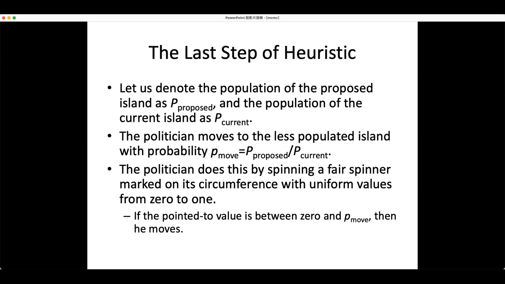The politician does this by spinning a fair spinner, marked on the circumference with uniform values from 0 to 1. This can be done by a simple computer program very easily, right? If the pointed-to value is between 0 and P move, then the politician moves. We can do better: we can just write a program to generate a value randomly between 0 and 1. That's probably faster. Anyway, you get the idea.